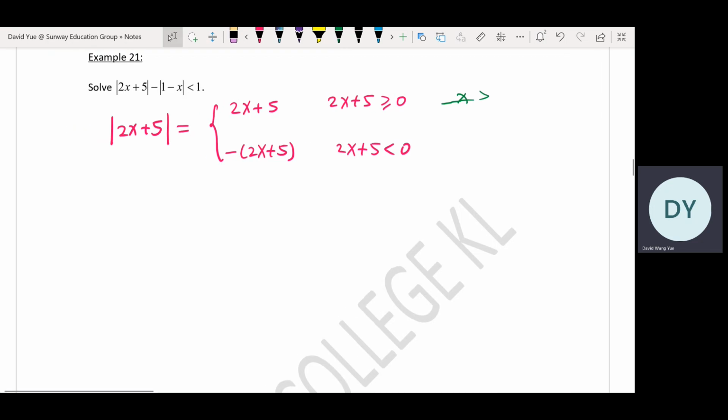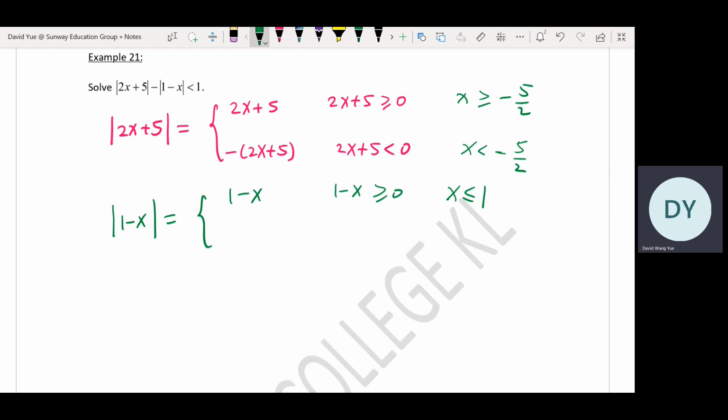That means that when x is more than or equal to minus 5 over 2, the absolute value of 2x plus 5 is 2x plus 5. When x is less than minus 5 over 2, the absolute value of 2x plus 5 is negative 2x plus 5. The same thing happens to the absolute value of 1 minus x. It is just 1 minus x when 1 minus x is more than or equal to 0, which is where x is less than or equal to 1. It will become minus 1 minus x, which is minus 1 plus x, when 1 minus x is less than 0. That is where x is more than 1.